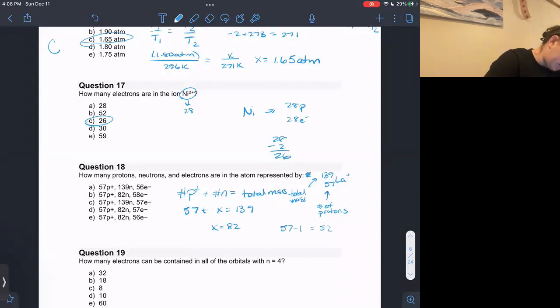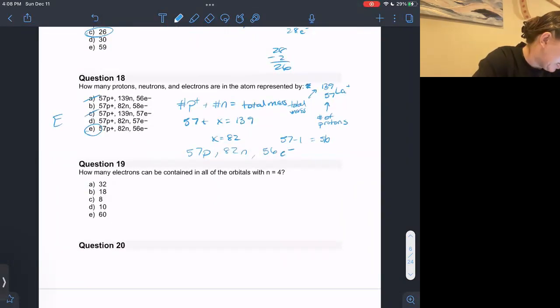Okay, so I'm looking for 57 protons. It's not going to be these two. I have 82 neutrons. And then I have 56 electrons. This one here, E. Awesome.